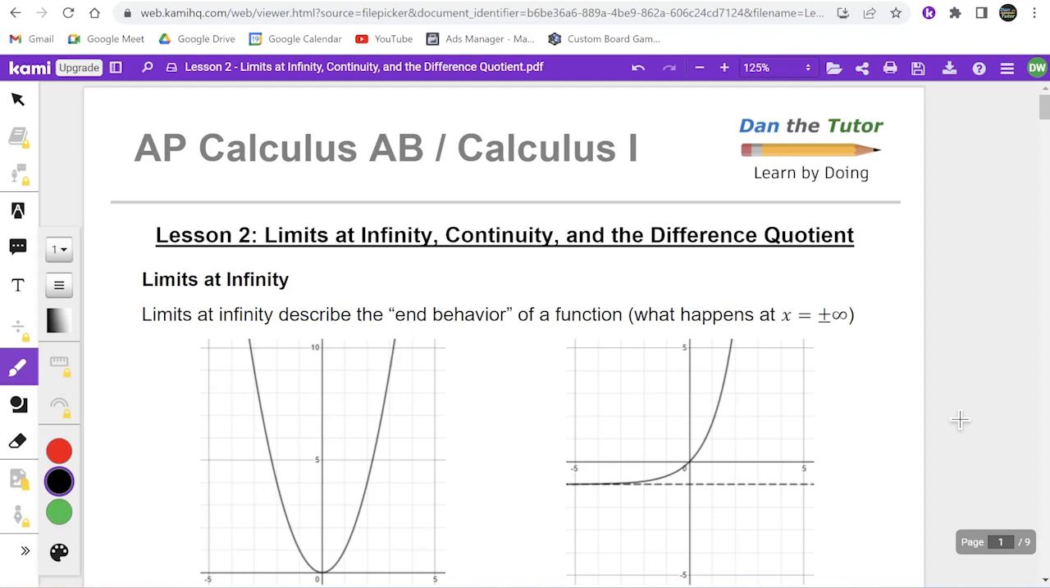Today we're going to be covering Lesson 2, Limits at Infinity, Continuity, and the Difference Quotient. This is going to be probably the most exciting chapter in all of the calc lessons we have today because it's going to be the first glimpse at derivatives. And the reason why derivatives are exciting is because that's probably over half of Calc AB. We're going to see at the very end of the class what a derivative is.